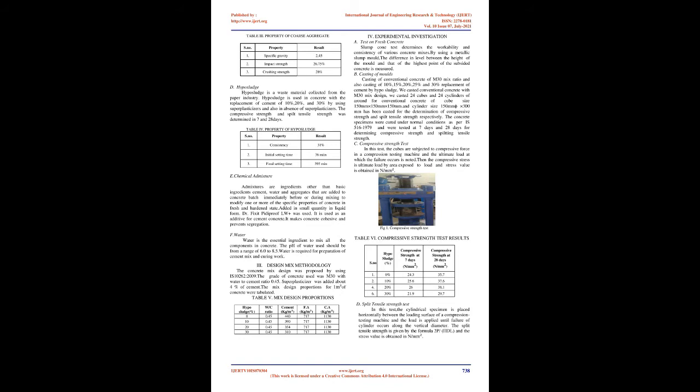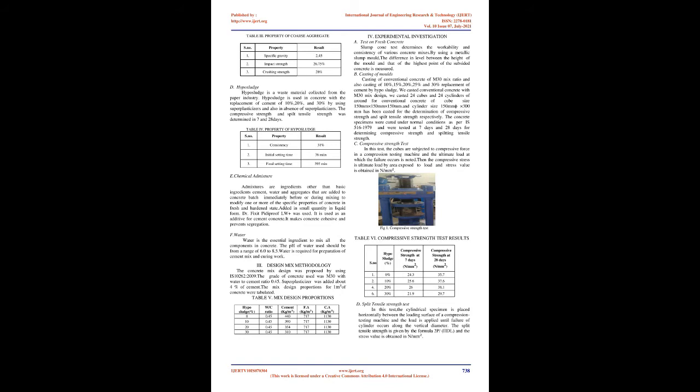D. Hypo sludge. Hypo sludge is a waste material collected from the paper industry. Hypo sludge is used in concrete as a replacement of cement at 10%, 20%, and 30% with superplasticizers, and also in the absence of superplasticizers. The compressive strength and split tensile strength were determined at 7 and 28 days.